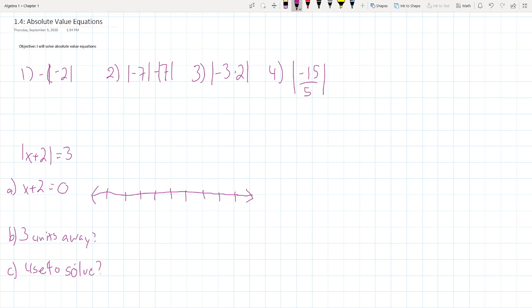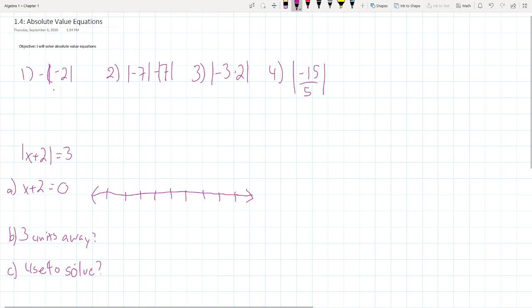This is 1.4, absolute value equations. Your objective is that you'll be able to solve absolute value equations. These first 7 are your warm-up for the day. Go ahead and pause this video and try these on your own. I will, however, be continuing, so pause this until you're ready.